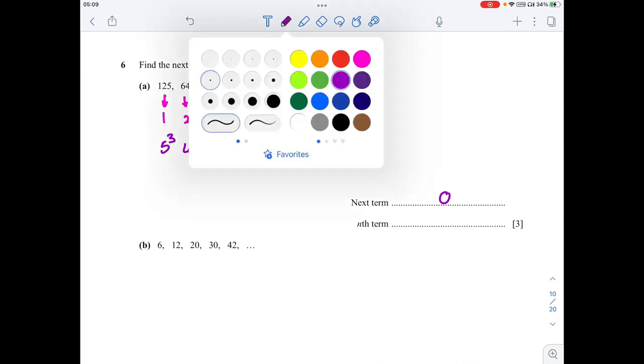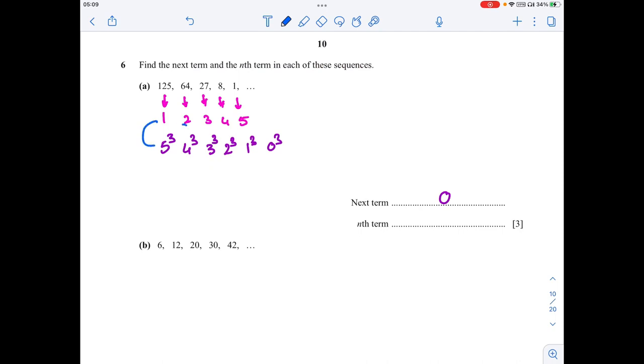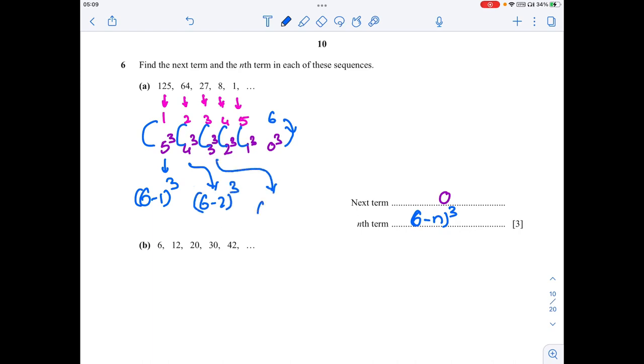But we need to find the pattern. So we have to find a pattern which connects 1 and 5, 2 and 4, 3 and 3, 4 and 2, 5 and 1, and 6 and 0. If it is 6, it is 0. So it is going to be nothing but what? 6 minus n whole cube. 6 minus 6 is 0, whole cube. You can see that 6 minus 1 whole cube, this becomes 6 minus 2 whole cube, and this becomes 6 minus 3 whole cube, and so on.